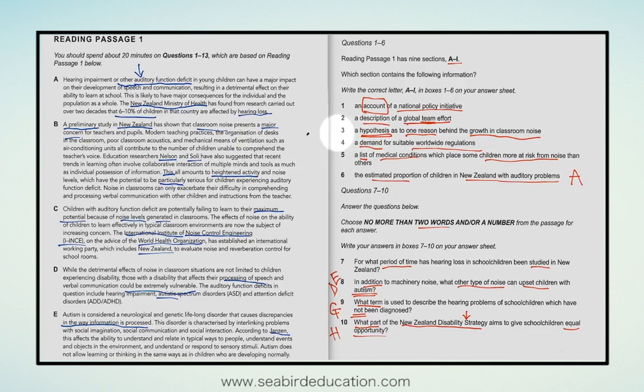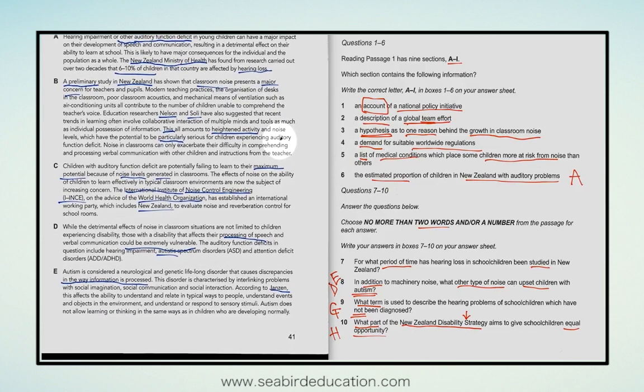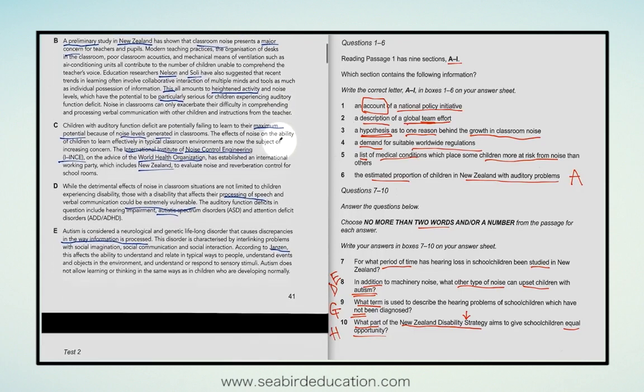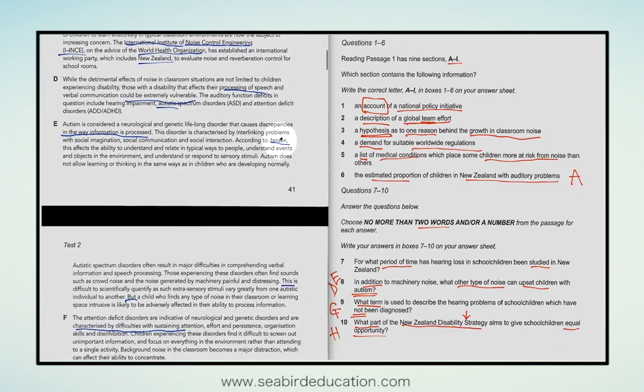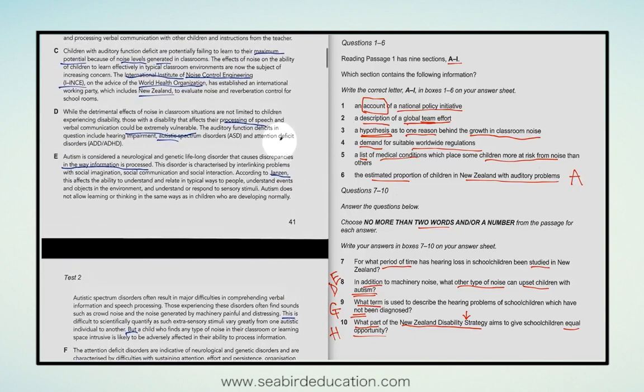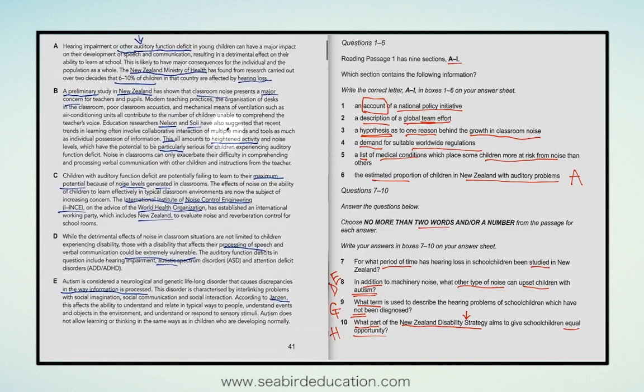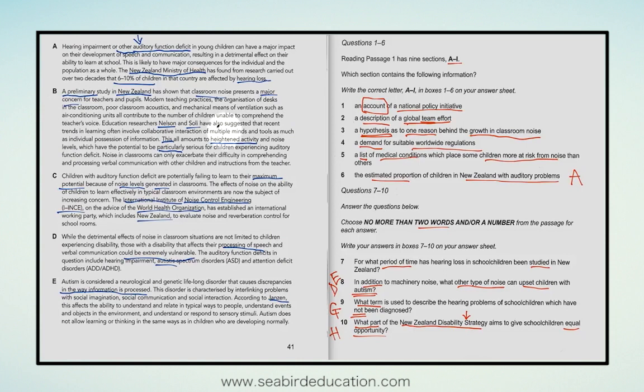Let's do number 3, a hypothesis, so it should be easier. One reason. So we've got this modern teaching practices, all of that, that's a hypothesis. So they think these are the reasons why they all contribute to the number of children unable to comprehend the teacher's voice. A global team effort. That I must admit. International.